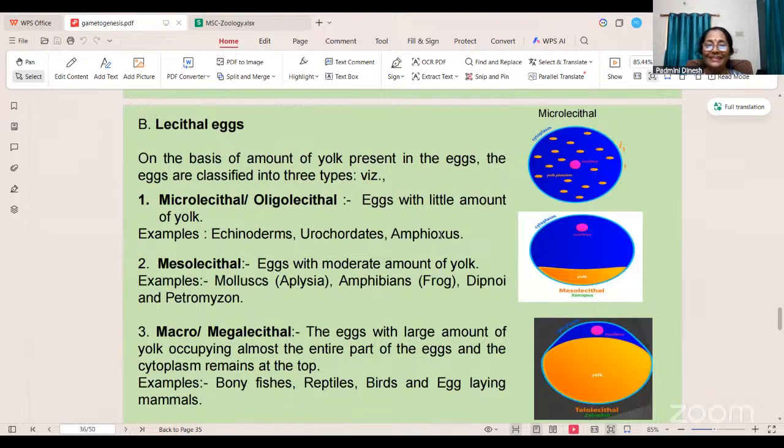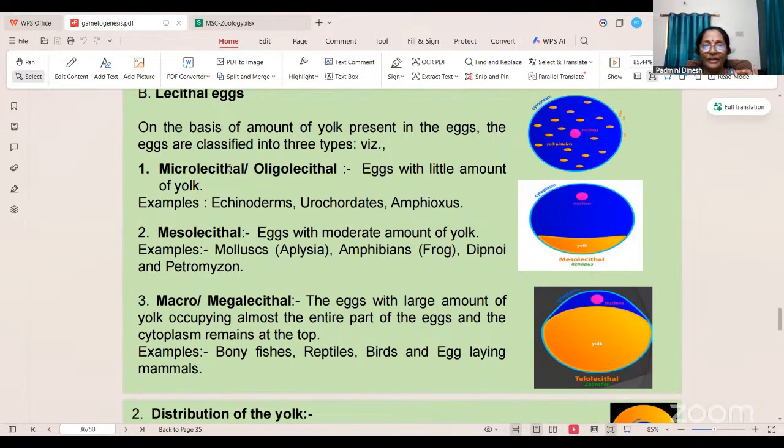Coming to lecithal eggs, based on the amount of yolk present, they are divided again into micro, meso, and macro. Microlecithal, very little yolk, is found in echinoderms, urochordates, and amphioxus. Mesolecithal, medium amount of yolk, examples are mollusca, amphibians, dipnoi, and petromyzon. And macrolecithal, or more amount of yolk, examples are bony fishes, reptiles, birds, and egg-laying mammals.